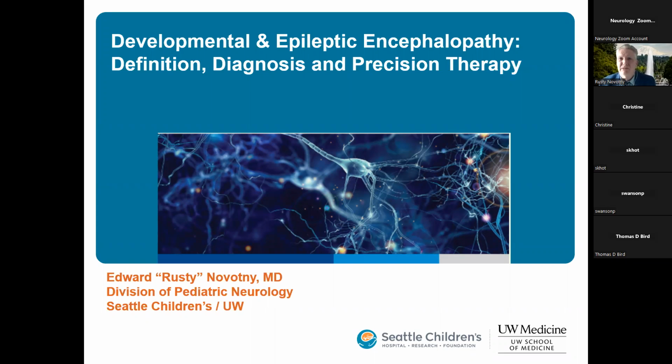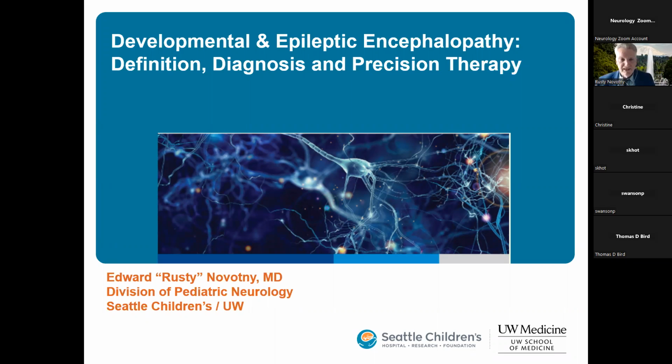A little bit about Dr. Novotny. He did his elementary school at St. Joseph's in Upland, California. Then he went to St. Louis University for medical school and Stanford University for both his neurology residency and epilepsy fellowship. And has been at Seattle Children's for how many years, Rusty? It would be 13 in June or July. Okay, 13 years. So with that, I turn it over to you, Dr. Novotny.